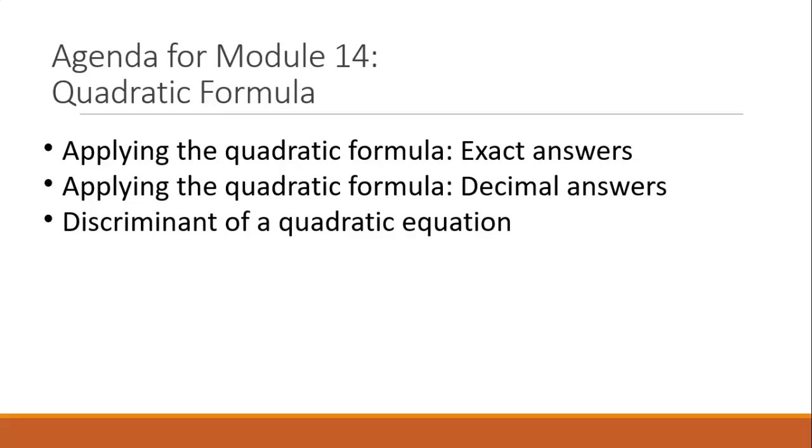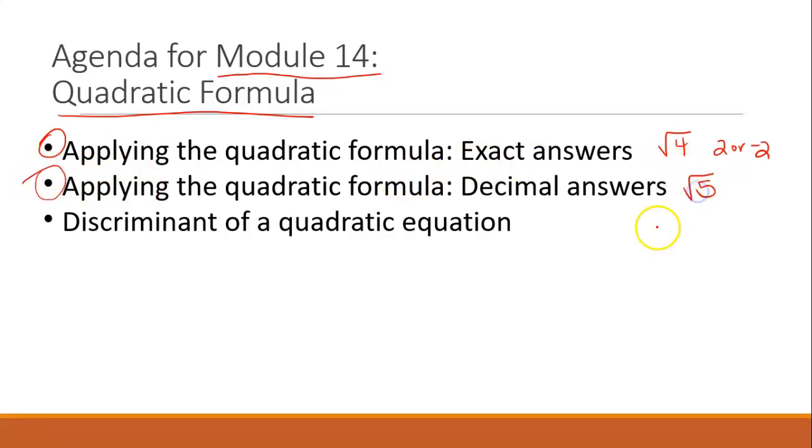Today, we're going to learn about Module 14, the quadratic formula. So you're going to want to find a new page in your notebook and write at the top of that page, Module 14, quadratic formula. We're going to talk about applying the quadratic formula where you get exact answers, like when the square root of 4 is either 2 or -2. We're going to talk about applying the quadratic formula when you get decimal answers, like square root of 5, we would have to estimate. And we're going to define the discriminant, and I'm going to tell you how to use it.